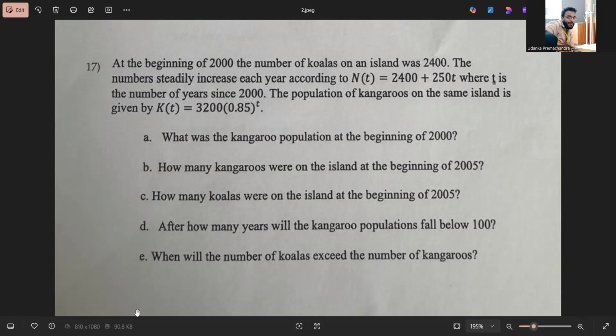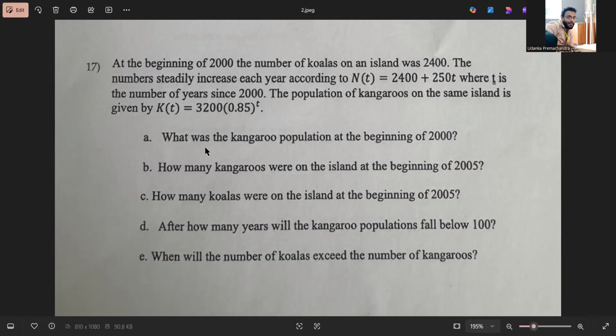We'll see the question they're asking. At the beginning of 2000, the number of koalas on the island was 2400. The numbers steadily increase each year according to N(T) = 2400 + 250T, where T is the number of years since 2000. The population of the kangaroos on the same island is given by K(T), this equation. What was the kangaroo population at the beginning?